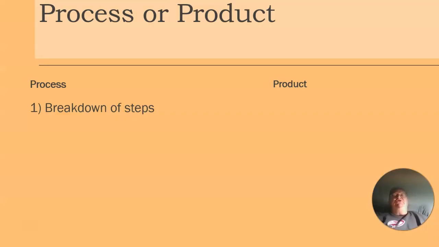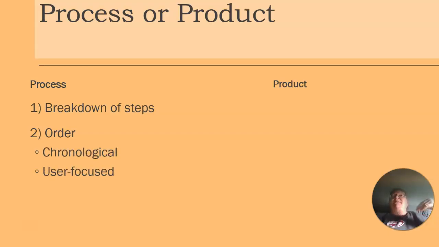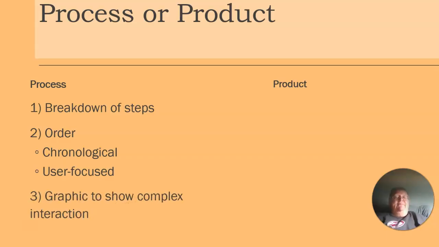So you've selected either a process to explain or a product. And when I say a product, I simply mean a thing. If a process, you're going to give a breakdown of the steps that happen in the process. What order do they happen? Is it chronological? Do you want to make it user focused? What does the user experience rather than something that it goes straight through? And then you're going to design or find a graphic that shows the complex interaction happening there.